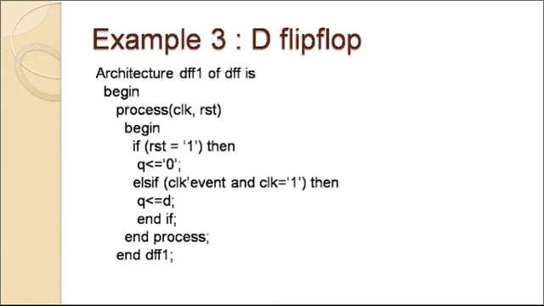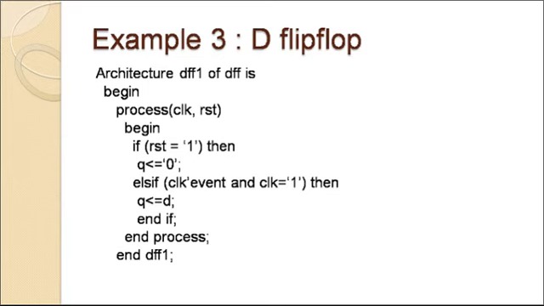There will be four things which are declared in the entity of the D flip-flop. These are clock, reset and D. These are the inputs, and there is only one output and that is Q. You can take the output Q bar also. There is no problem. In that case you will have two outputs, Q and Q bar.